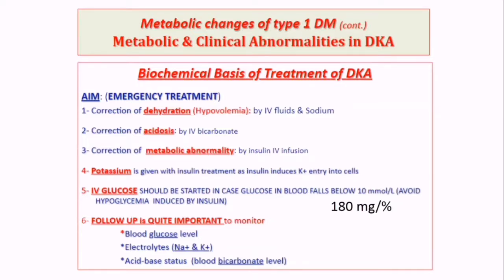Then IV glucose should be started in case the blood glucose falls below 10 millimoles, to avoid the hypoglycemia induced by the insulin. So 10 millimoles is 10 into 18, that is 180 milligrams per deciliter. Follow-up is quite important to monitor the blood glucose level, the electrolyte level, and the blood bicarbonate level.